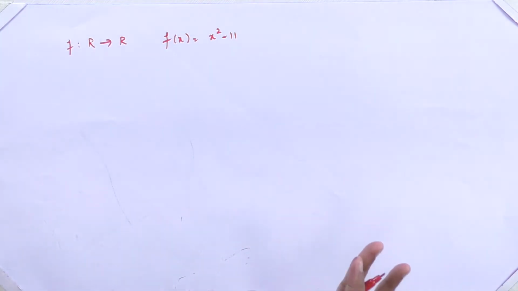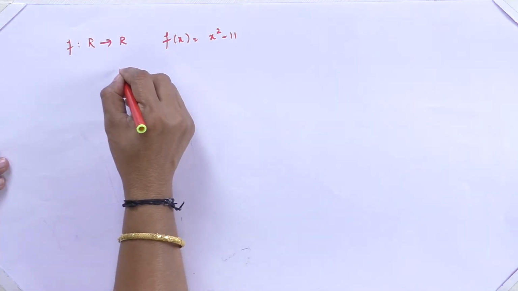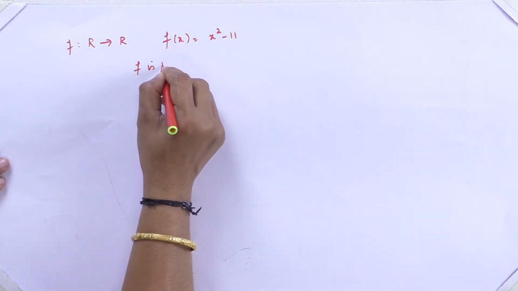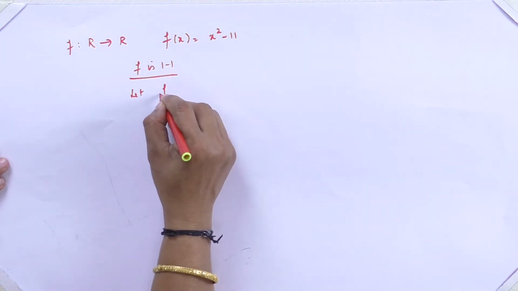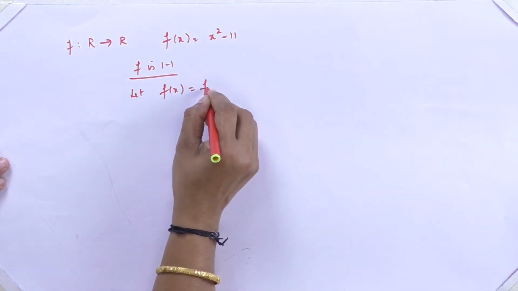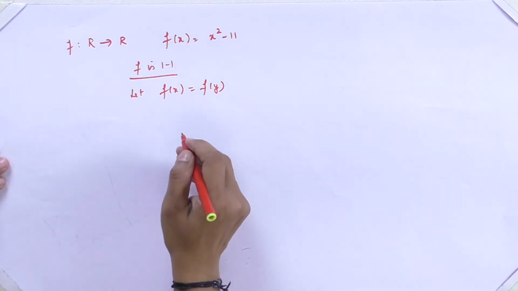We will have to justify. Let us see, in case I am supposed to prove that f is 1 to 1, how do I prove it? You can take f of x is equal to f of y. This should finally imply that x is equal to y.